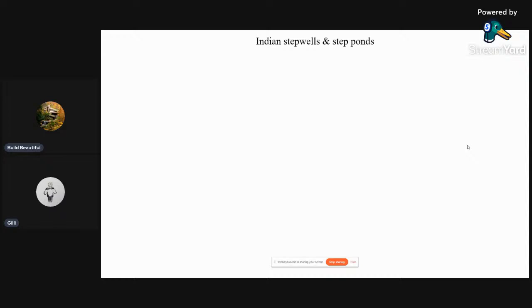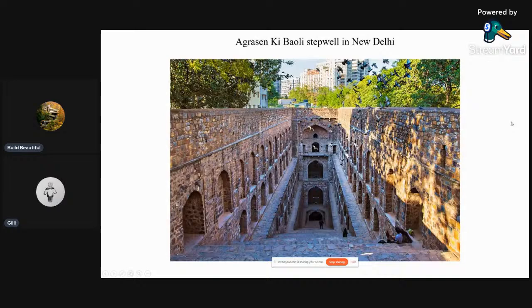So that's good. The next building we've got on the list to discuss is Indian stepwells and step ponds in India. My notes on them are that you mainly find them in India. Step wells and step ponds can easily be found in the desert states of Rajasthan and Gujarat. They were constructed due to seasonal fluctuations in the water supply in arid regions of India.